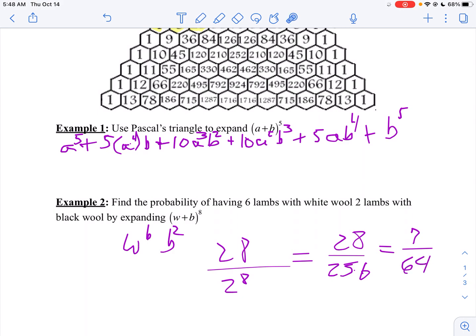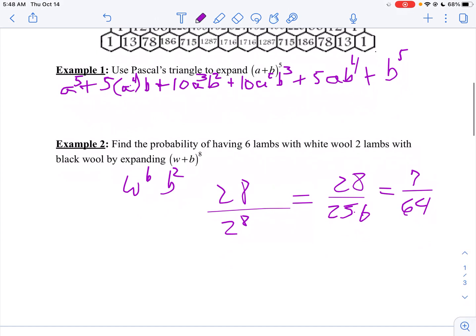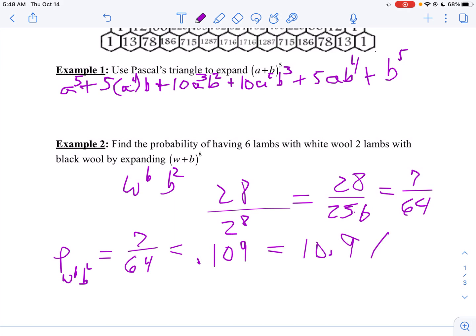So the probability of having 6 white wool lambs and 2 black lambs is going to be 7 over 64. A lot of times we like to write probability as decimals. So I'll just take 7 divided by 64, and we get 0.109. Or as a percent, 10.9%. You can do it however you want.